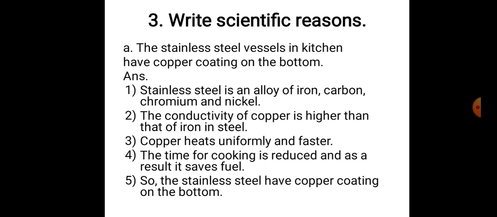Question number 3, write scientific reasons. The stainless steel vessels in kitchen have copper coating on the bottom. Stainless steel is an alloy of iron, carbon, chromium and nickel. The conductivity of copper is higher than that of iron in steel. Copper heats uniformly and faster. The time for cooking is reduced and as a result it saves fuel. So the stainless steel vessels have copper coating on the bottom.